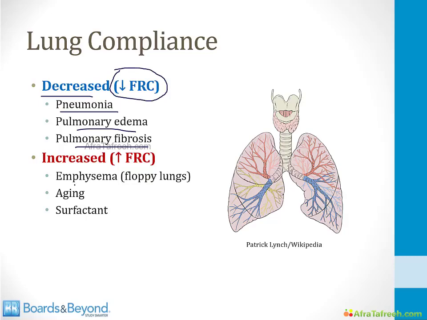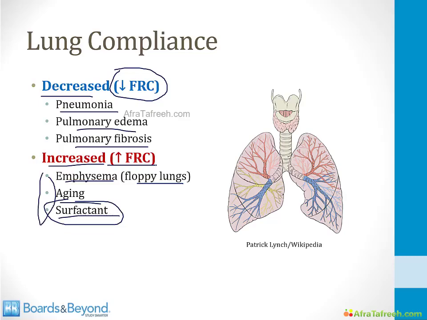At the bottom of the slide are some things associated with increased lung compliance. Patients who have emphysema have floppy lungs and the lung compliance goes up. As we age, the compliance of the lungs goes up. And the presence of surfactant makes the compliance of the lungs go up. So babies with neonatal respiratory distress syndrome who are missing surfactant are going to have stiff lungs. So if you have emphysema, or you're older, or you have lots of surfactant in your lungs, that's going to increase the compliance and that will raise the FRC.